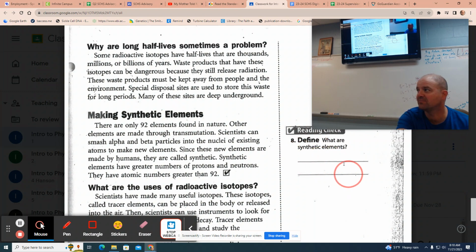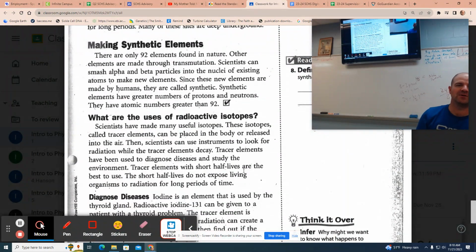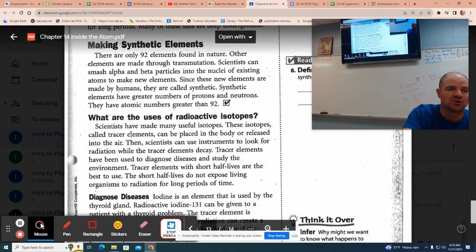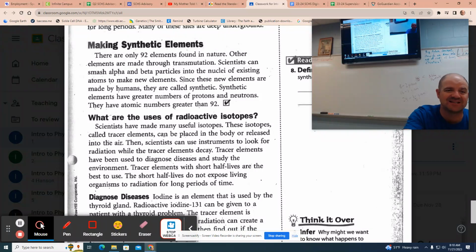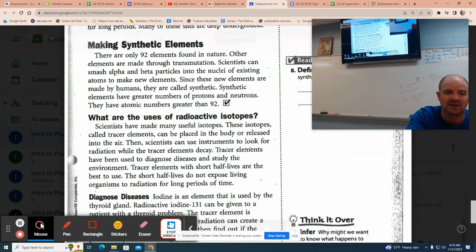Yeah, elements made by people, artificial. What are the uses of radioactive isotopes? Scientists have made many useful isotopes. These isotopes, called tracer elements, can be placed in the body or released into the air. Then, scientists can use instruments to look for radiation while the tracer elements decay. Tracer elements have been used to diagnose diseases and study the environment.